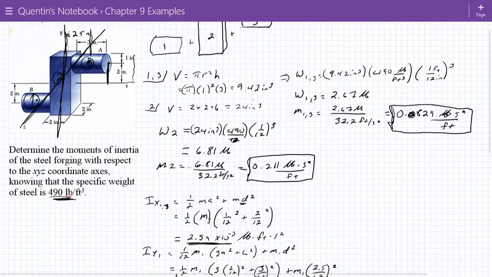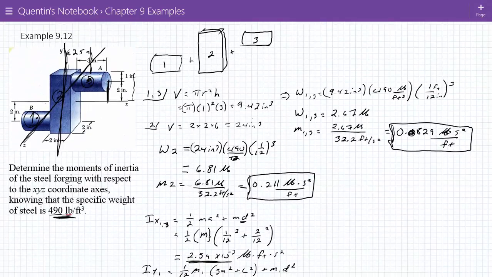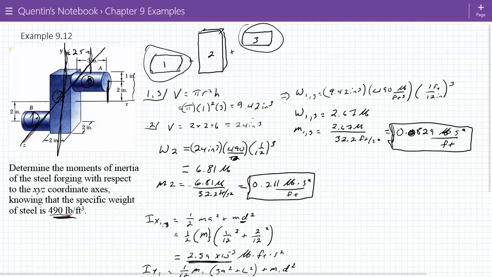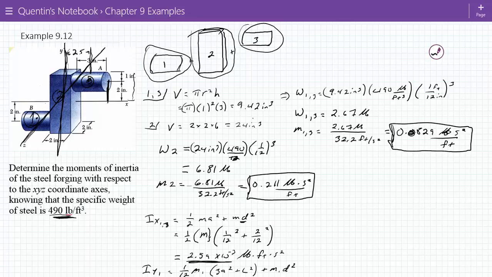So why are we doing this again? Let's not lose track of what we're doing. We're trying to find the Ix, Iy, and Iz of the entire system. So we need to add them all up because it's a bunch of components. We just found it for this one and this one. So now we need to find this one, and then we need to add them all up.